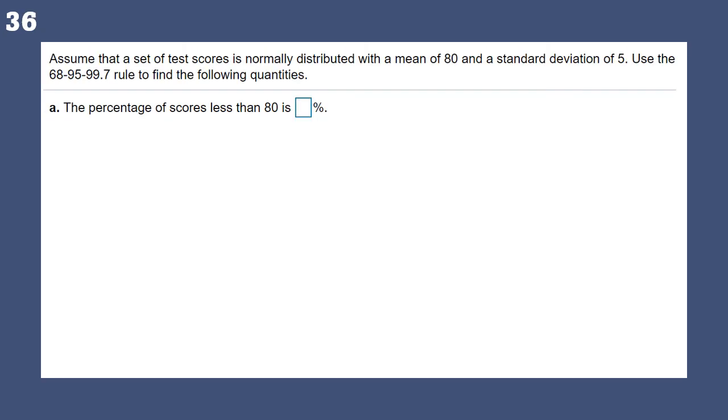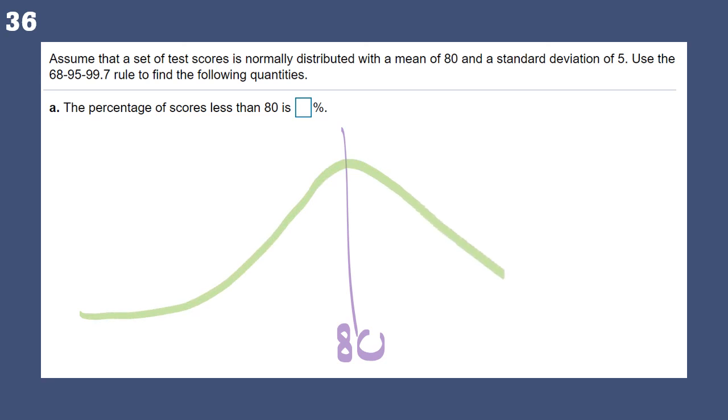Assuming that a set of test scores is normally distributed with a mean of 80, so the middle is at 80, and a standard deviation of 5. So what that tells me is enough information to use a little bit of standardization. A standard deviation of 5 means I'm going to go up 5. So this would be 85. And I'm going to go down 5. So that would be 75.